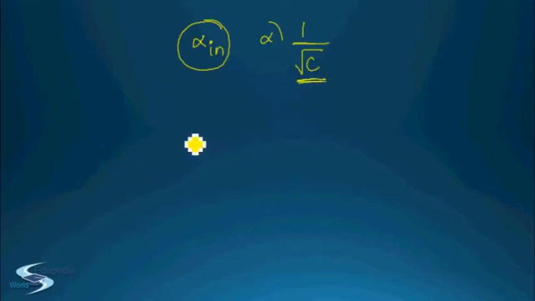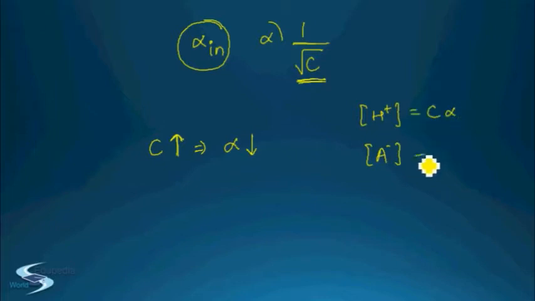As the concentration of your electrolyte increases, the alpha value will decrease. Even though you will have more of products because concentration is higher, you might have a higher absolute amount of product, but the extent to which the electrolyte had dissociated will be low. The actual amount of product, that is the actual amount of H positive and the actual amount of A negative, is equal to C alpha and C alpha. So it depends on C as well as alpha.